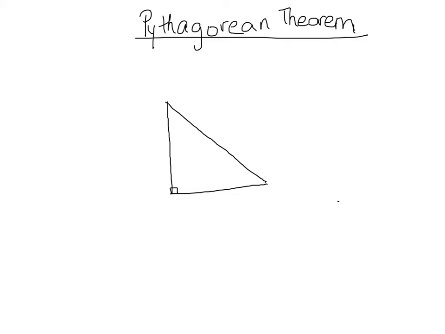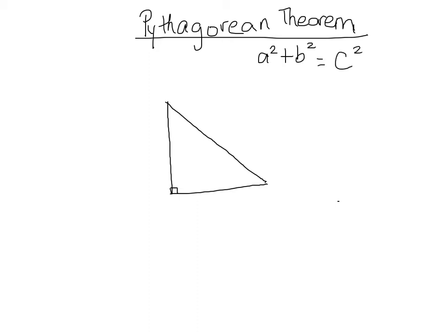Today we're going to look at how to find an unknown side in a right angle triangle if you're given two other sides. In order to do that, we're going to use something called the Pythagorean Theorem. And this states that a squared plus b squared equals c squared.